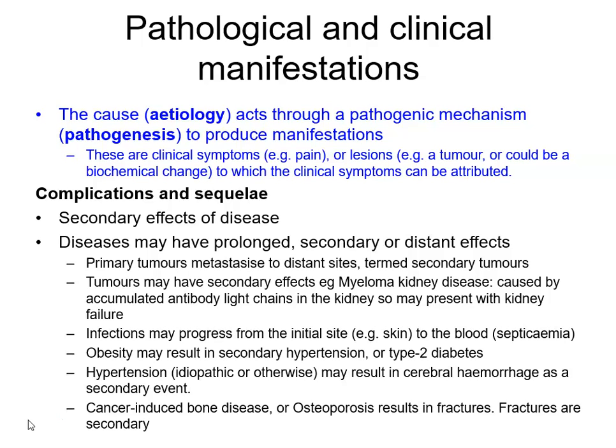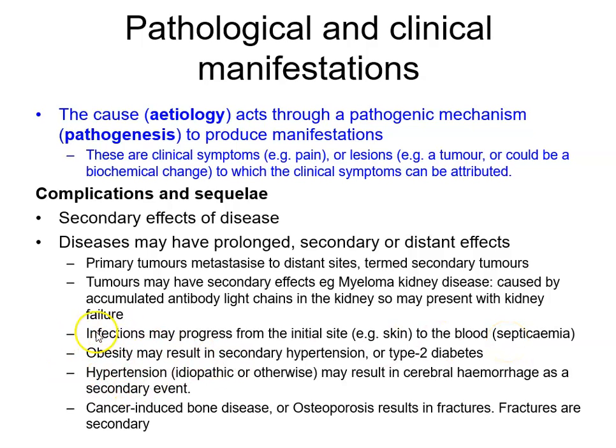And there are lots of other examples of this. Cancer-induced bone disease or osteoporosis can result in fractures. The fractures are what we call secondary to the initial disease. And again, not to be mixed up with secondary tumours. Other complications which may be more obvious: infections. So you could have an initial skin infection. That would be your initial infection, but complications of that could be when that spreads to a distant site.